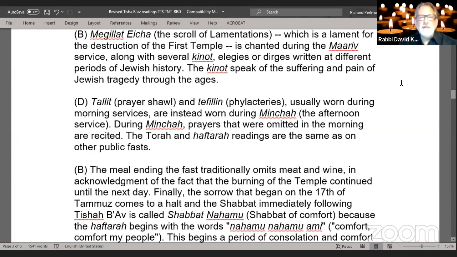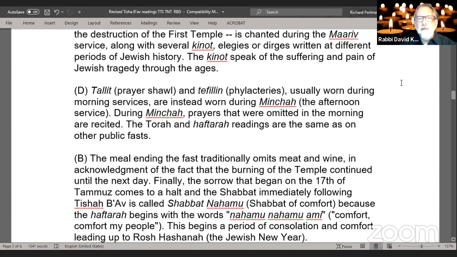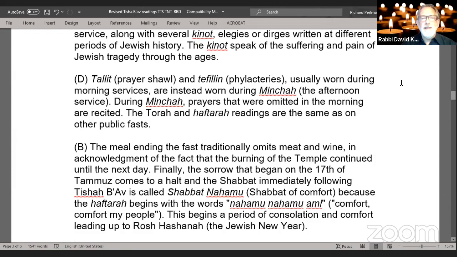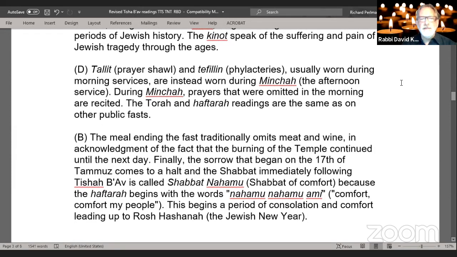Talit, prayer shawl, and tefillin, phylacteries, usually worn during morning services, are instead worn during Mincha, the afternoon service. During Mincha, prayers that were omitted in the morning are recited. The Torah and Haftarah readings are the same as on other public fasts.